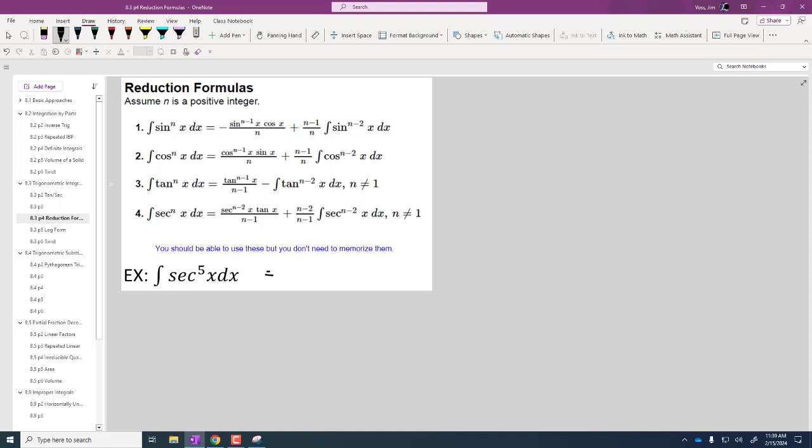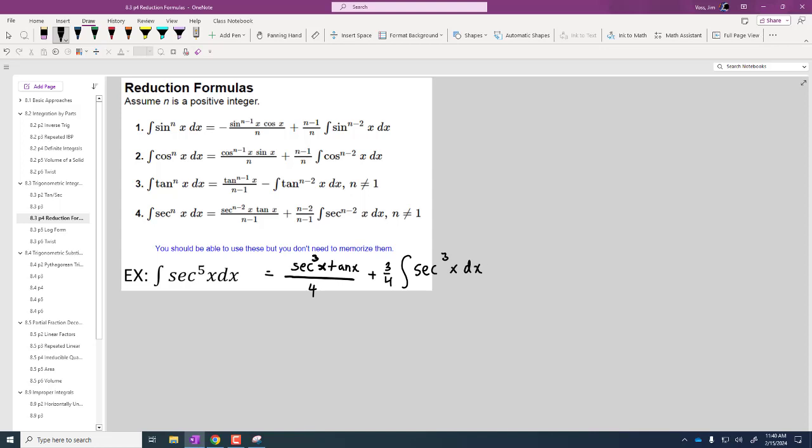So secant to the 5th, we're looking at this one here. The idea is that we just have to follow this rule over here, and it says, okay, ratchet down the power, decrease the power in the denominator. So the denominator is going to become a 4, because n is 5. This is going to be secant cubed of x times tangent x. The way that these formulas came about is with integration by parts. So you could do integration by parts to get to this. And then this will be 3/4 integral secant cubed of x dx.